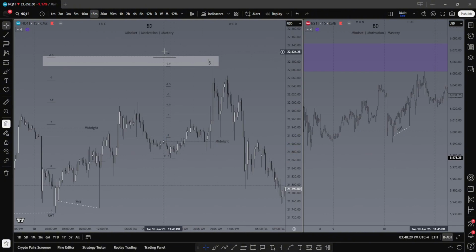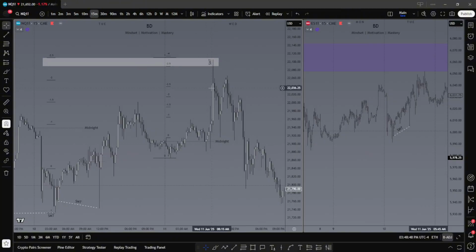Look at this. 3.5 to 4 standard deviations aligned right inside our bigger picture projections, 2 to 2.5 standard deviations. So you can see here where they overlap. This is the area they overlap. Look at that accuracy at the high that formed.